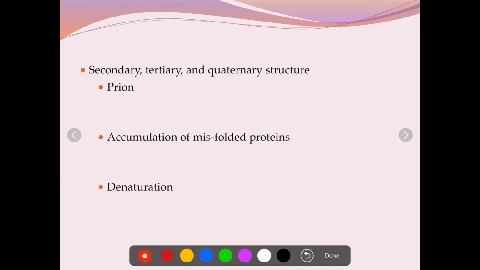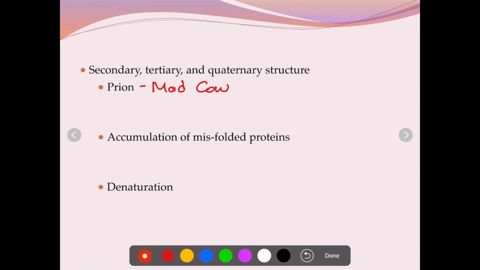Okay, this is my favorite. Let's talk about prions. Does anyone know what a prion is? Has anyone heard of prion disease? The most famous one is technically known as bovine spongiform encephalopathy, also known as mad cow disease.